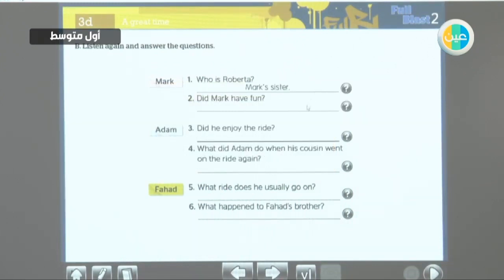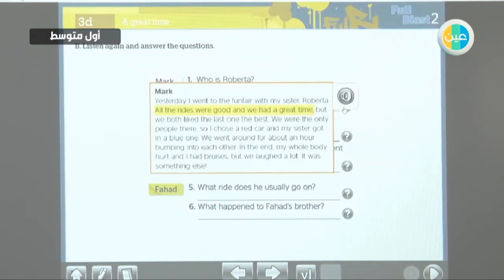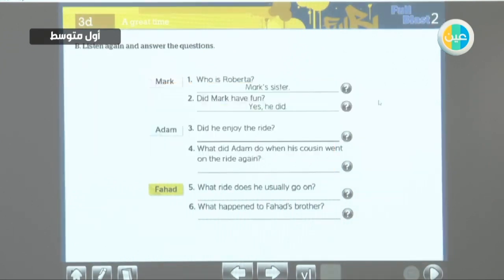Question 2. Did Mark have fun? Yes or no? Yes, he did. And you can see the answer here. All the rides were good and we had a great time.